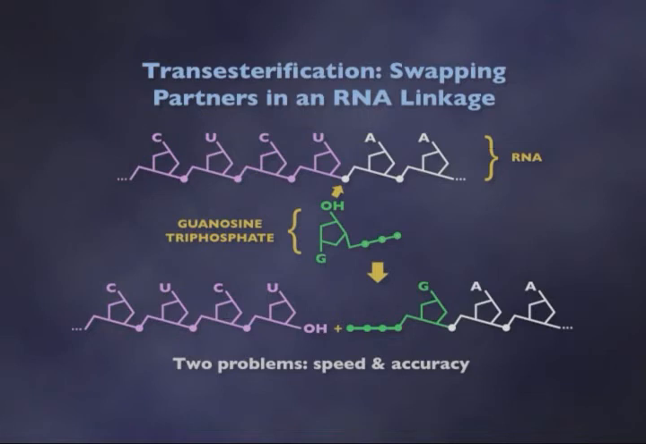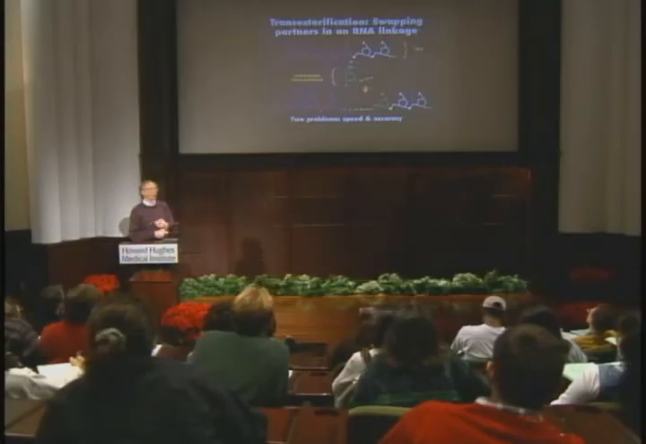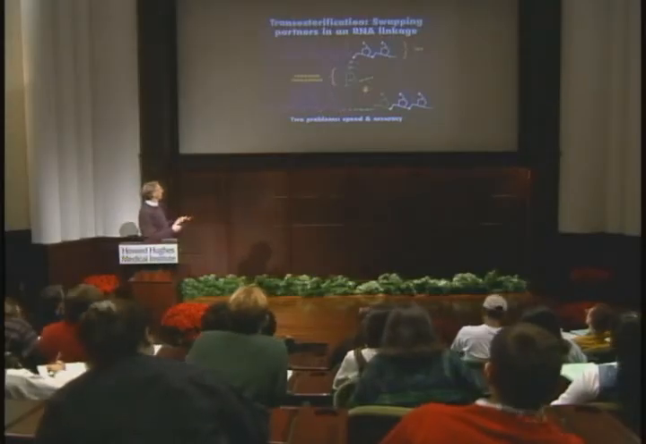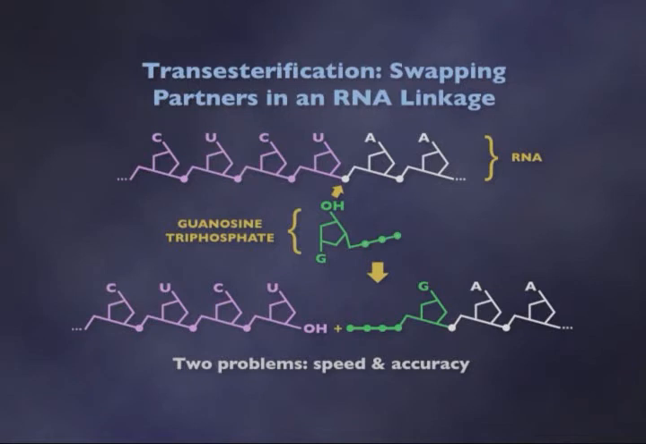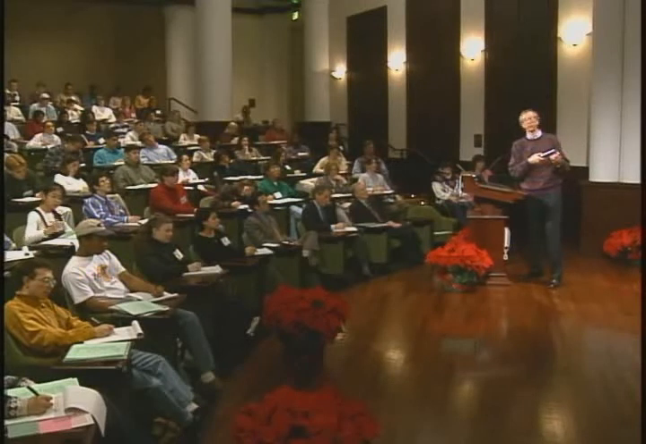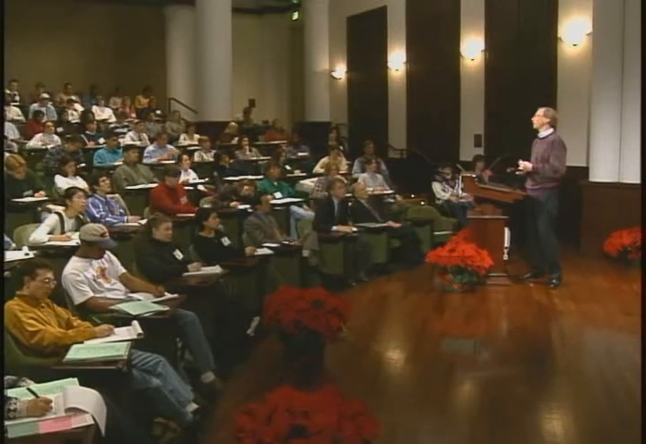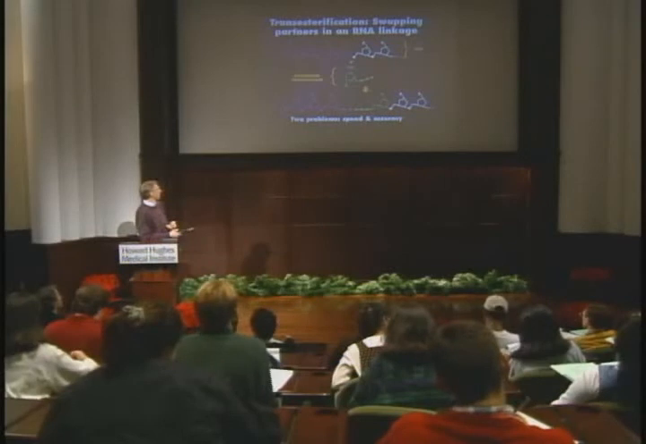So there are 2 questions that we have to address with respect to this transesterification reaction. How does it occur so quickly, and how is the accuracy or the specificity for a particular site achieved? And I already told you a little bit about the accuracy question: base pairing interaction helped specify which set of nucleotides would be immediately preceding the site where the RNA would be cleaved.